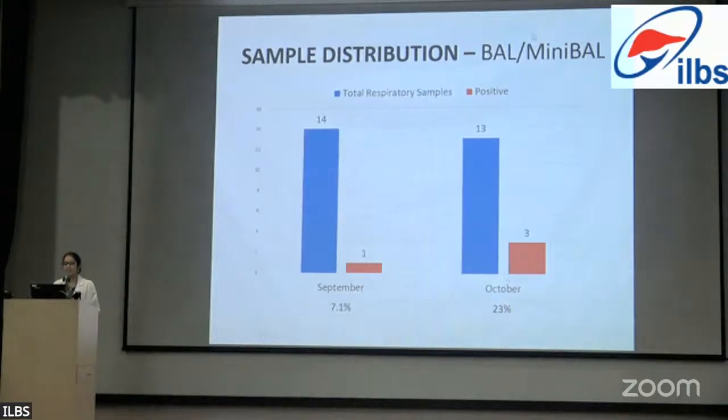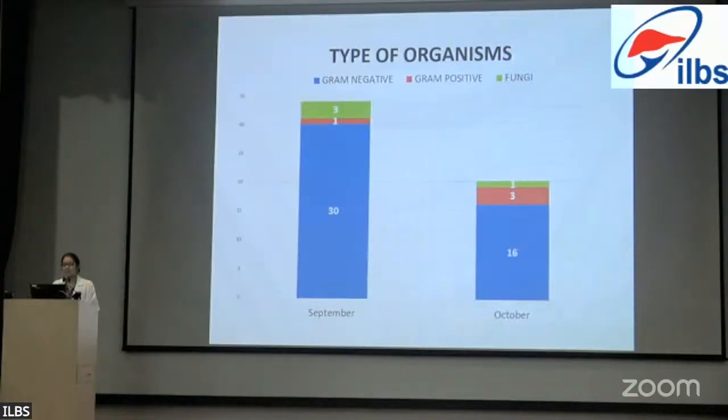Similarly, for respiratory samples in the bowel and mini bowel samples, there was only one positive sample in the month of September. In the month of October, it was 3. Here as well, we can see that the gram negatives are the most predominant pathogens, followed by gram positives and fungi, which are quite less.